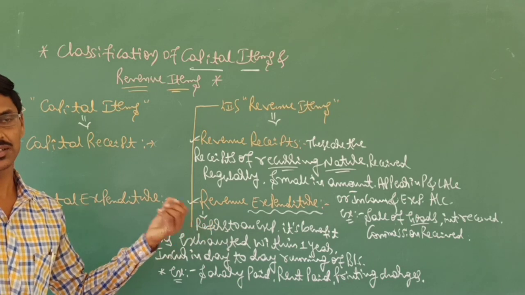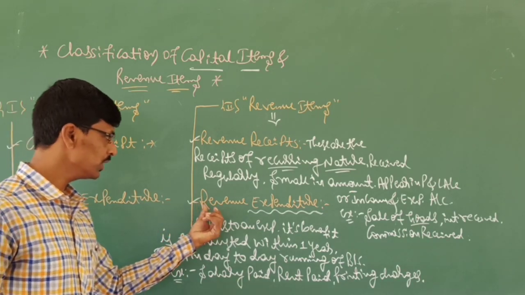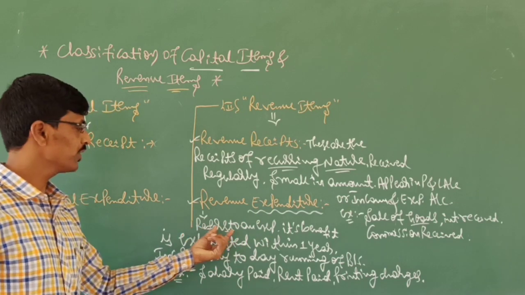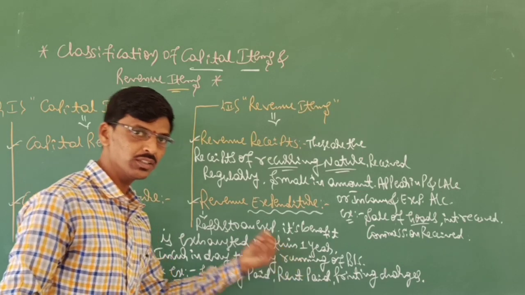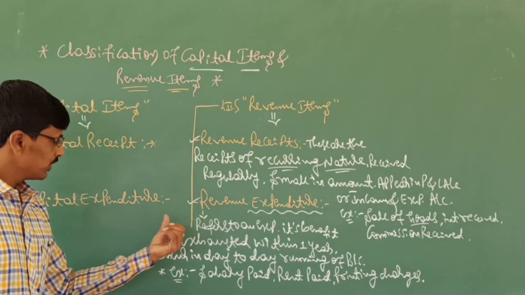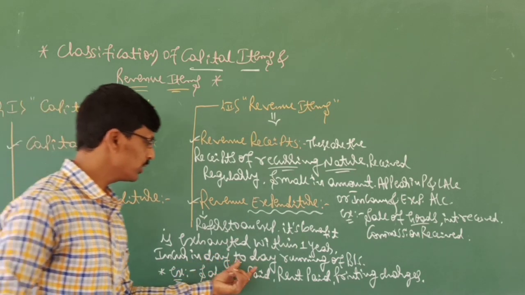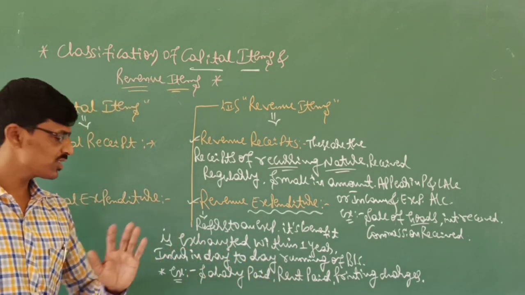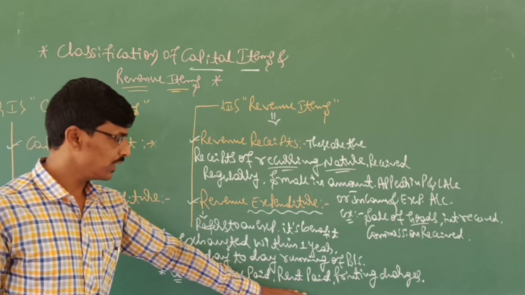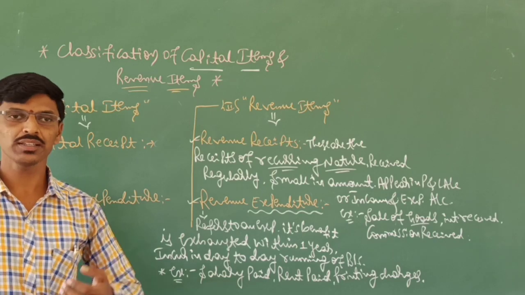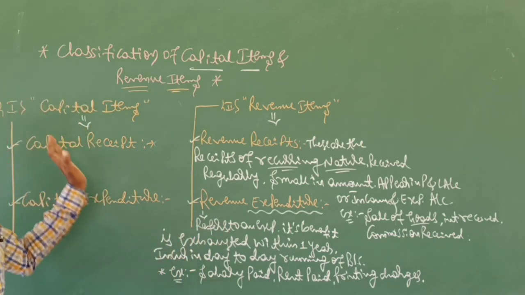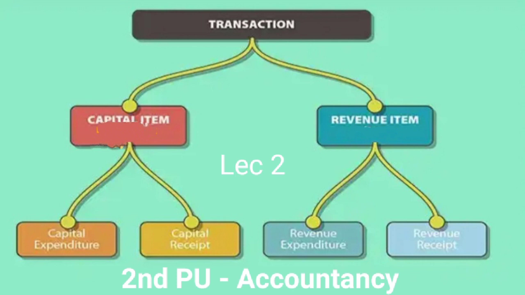revenue expenditure. So, the simple meaning: revenue expenditure refers to an expenditure whose benefit is exhausted within 1 year, and these expenditures are incurred in the day-to-day running of business. Examples: salary paid, rent paid, printing charges, interest paid, commission paid, etc. So this is about the classification of capital items and revenue items.